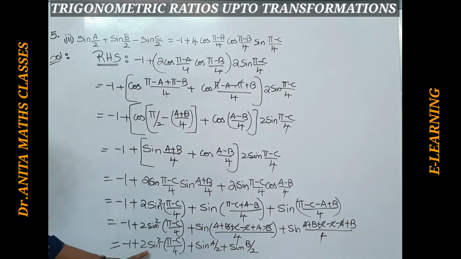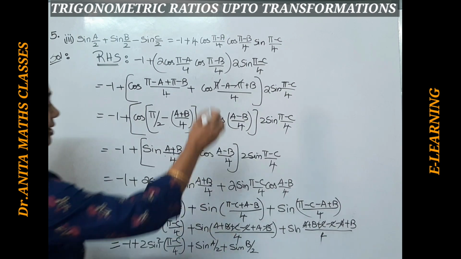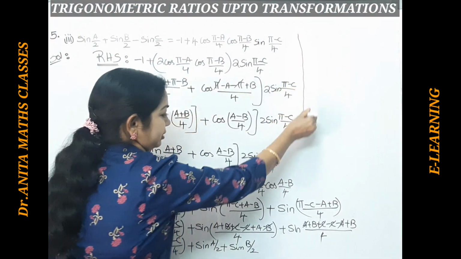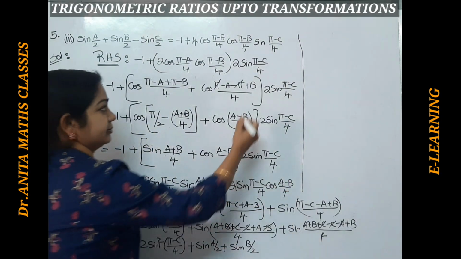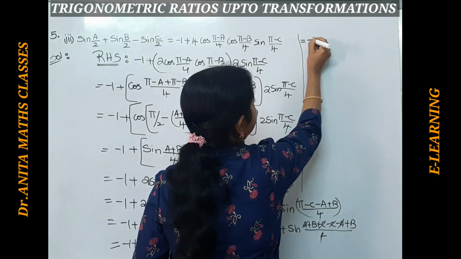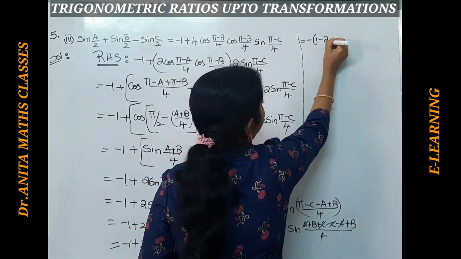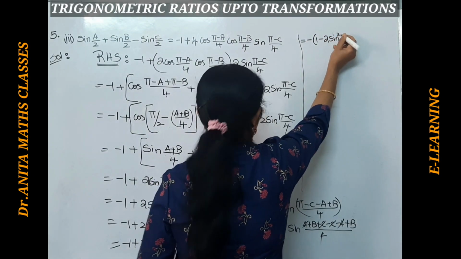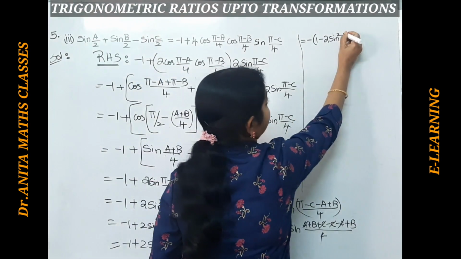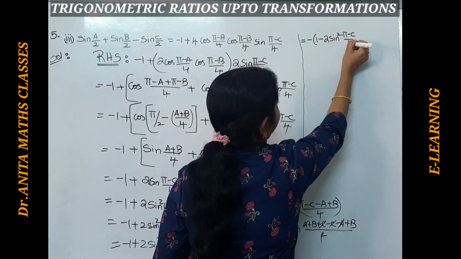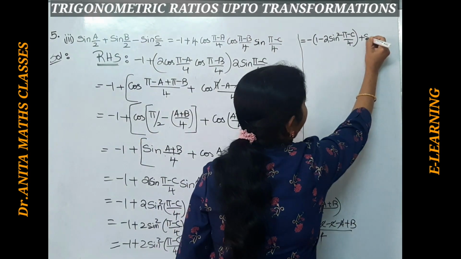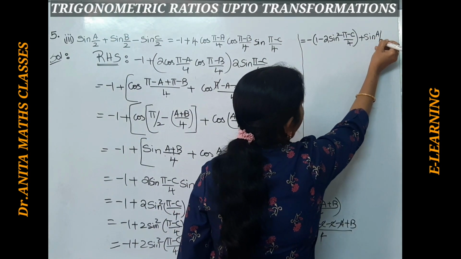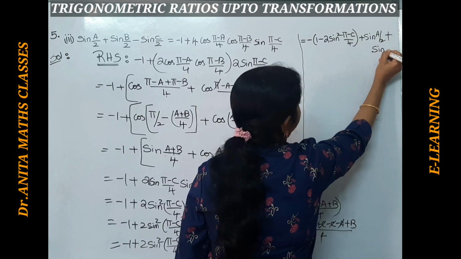Right. So if you are seeing this, I'll take minus out. Let me write it here. If you are taking minus common outside, this becomes 1 minus 2 sine square (pi minus C)/4. These will be as it is, sine A by 2 plus sine B by 2.